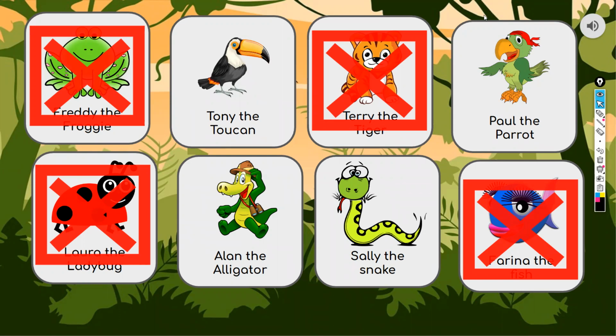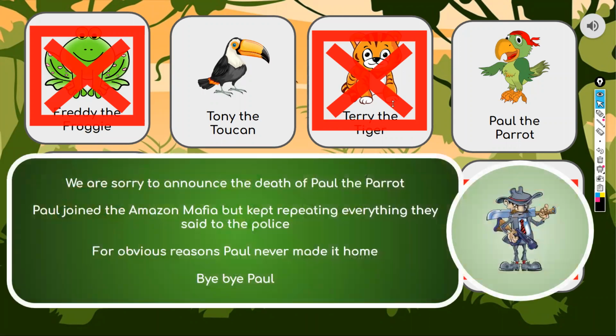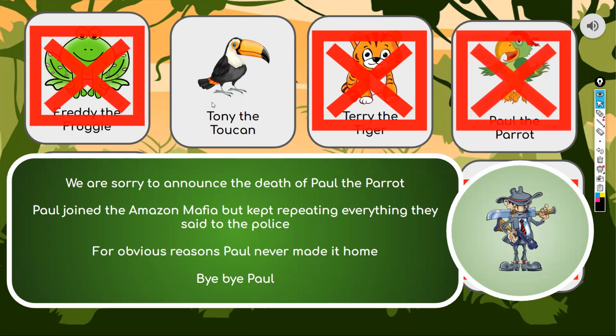All right, so let's see who's next on the list here. And it seems it's Paul the parrot, right? Apparently, he was in the Amazon mafia, and for some reason, he couldn't keep his mouth quiet. But he's a parrot. What did they expect? All right, so say bye-bye, Paul. So there are 3 more people left: Tony the toucan, Alan the alligator, and Sally the snake. We'll see who makes it out alive.